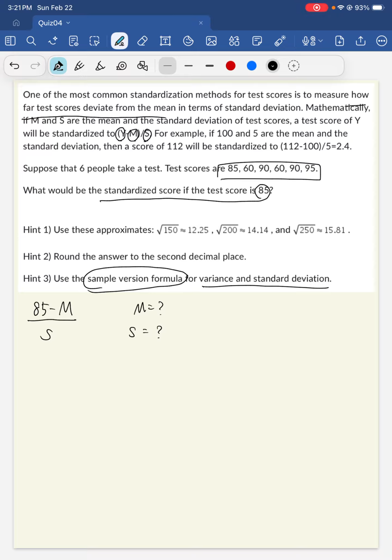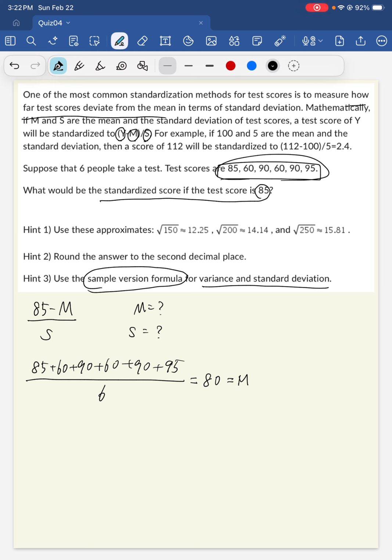I will calculate the mean first. We have data like this. So 85 plus 60 plus 90 plus 60 plus 90 plus 95 is the sum, and divided by 6. There are 6 outcomes. So you will get 80. That is the mean. This is the average. Now we are going to calculate the standard deviation.